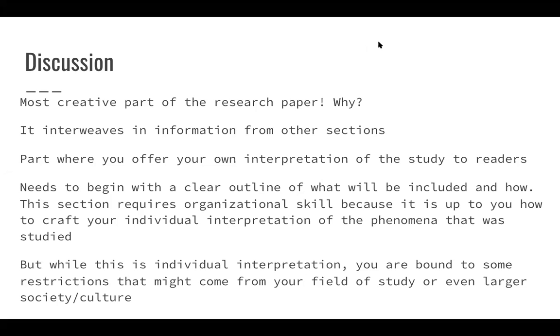But I recall where I stopped: part of these restrictions can come from larger society and culture, because a lot of measures are social constructs, and their definitions and connotations within society can change over time. And so that might be impacting the interpretation that you offer as well.